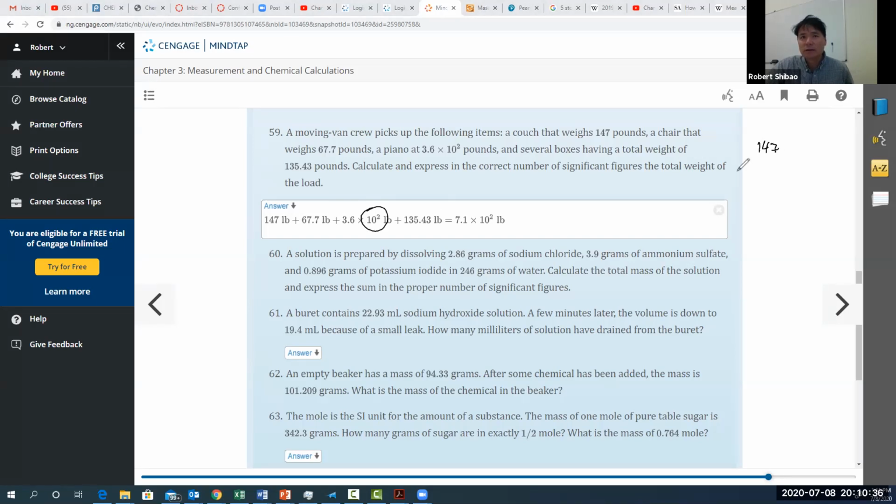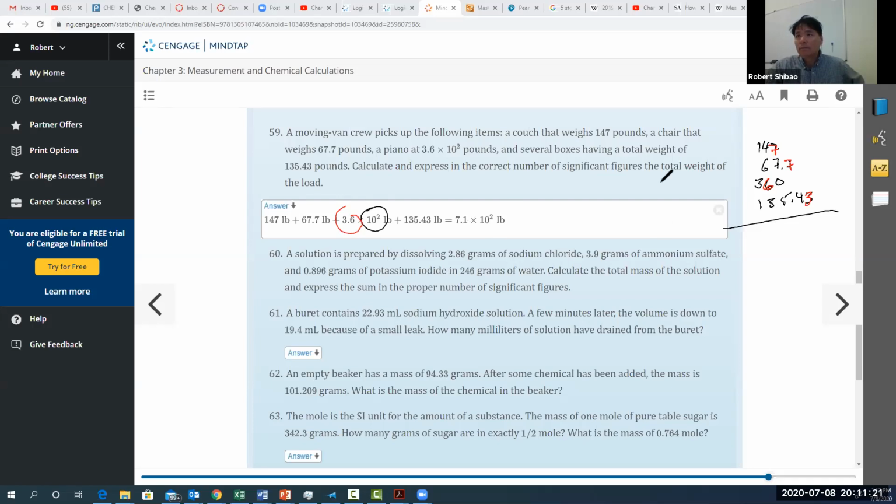So 147 plus 67.7 plus 360, but that's to two sig figs, so this is to two sig figs, plus 135.43. So there are a whole bunch of different precisions here. When we look at the uncertain digit, let's mark those in red. We're only allowed one uncertain digit. So it's the last digit here. It's the seven. It's going to be this digit here or this digit here. This zero is not significant because they're telling us it's not significant. And so that means we're going to have uncertainty in this place here.